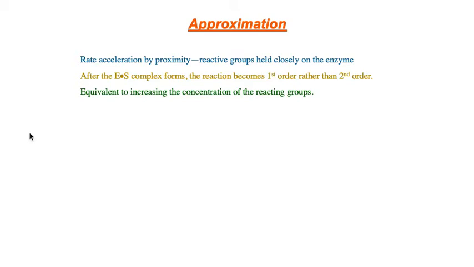One of these I think is interesting is that the enzymes accelerate the rate by what's known as approximation. In this case, they mean rate acceleration by proximity. So reactive groups are held closely enough in the enzyme that the reaction happens more quickly. You can think about it almost like a thermodynamic principle, Le Chatelier's principle, almost like having a really high concentration, because the reactants are so close together that it's like they're extremely concentrated.